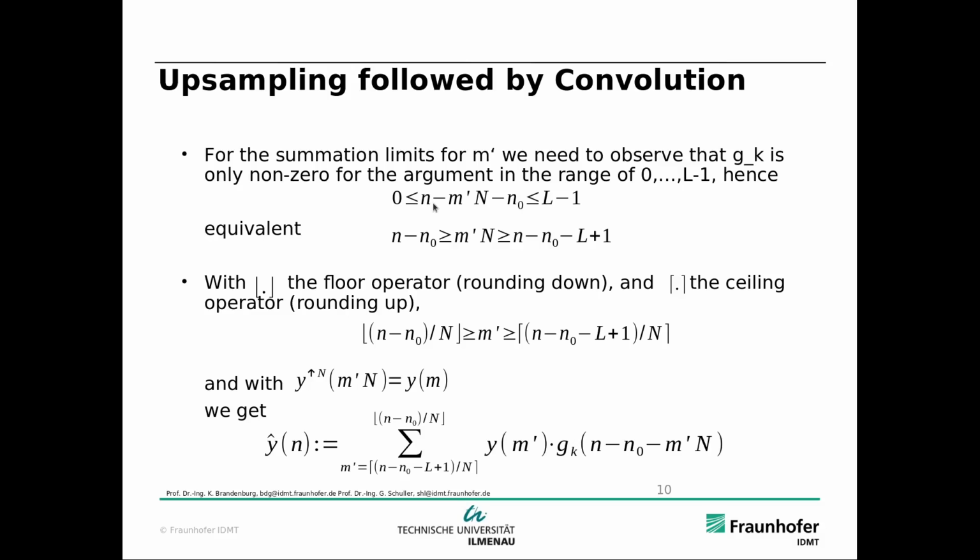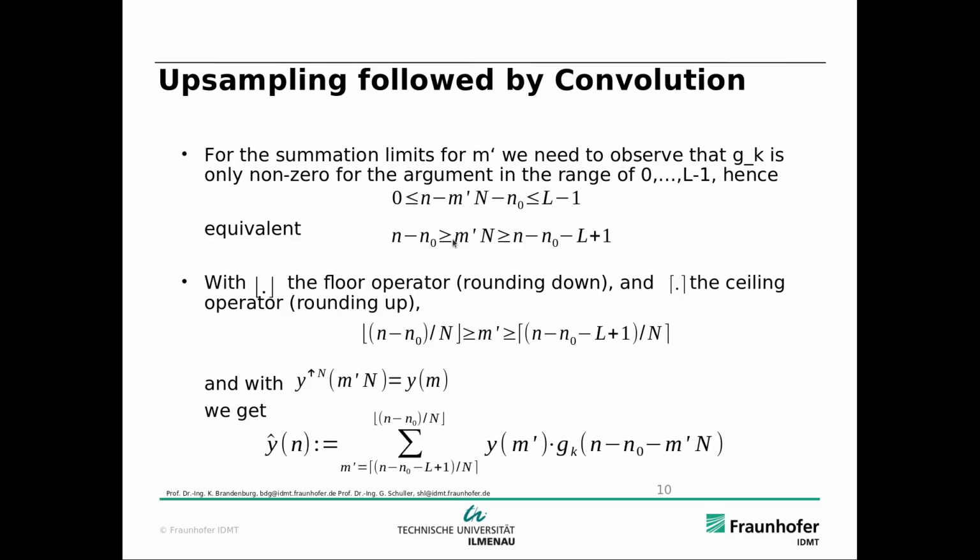So now we can switch the sign. I multiply everything with minus 1 here. And that means this less-than will become a greater-than. And then I also add n minus n naught on both sides. And that means in the middle we have this m prime times N, and here we have n minus n naught, and here we have n minus n naught minus L plus 1.